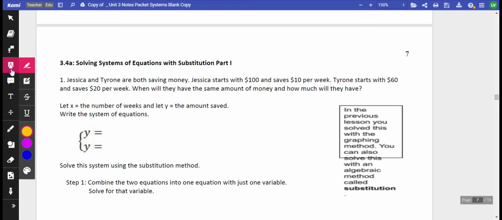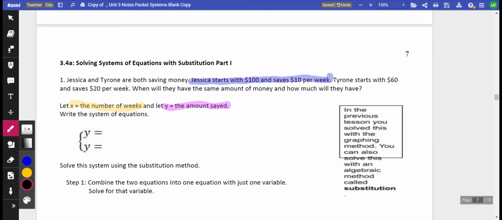Well, let's take some important information. We want to let x equal the number of weeks and y equal the amount saved. So I'm going to start with Jessica starts with $100 and saves $10 per week. Well, she starts with $100, so that's going to be the y-intercept. So that's going to be plus 100. And then it's $10 per week. So it's 10, and we don't know how many weeks that is, so we're going to represent that with x. So the equation for Jessica is y equals 10x plus 100.